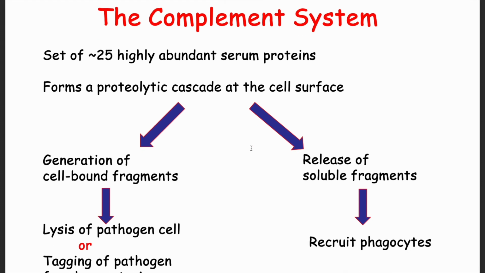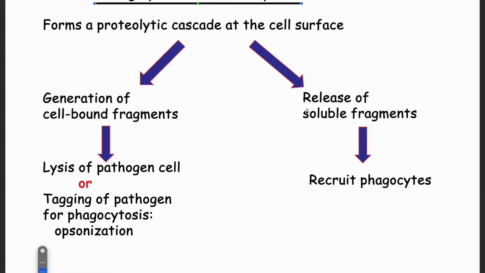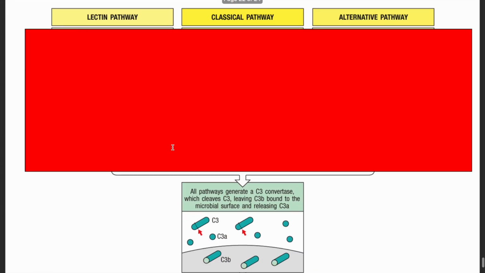Now let's move to the last thing, which is the complement system. The complement system is blood borne, produced by the liver. You have 25 abundant serum proteins. It has two main effects. It releases soluble fragments in order to recruit phagocytes, which is chemotaxis. It also generates cell bound fragments, which is for opsonization and these things. We will now know what is meant by them.